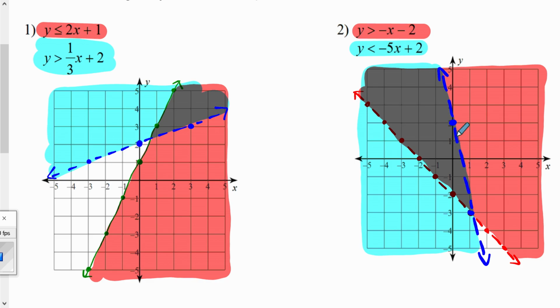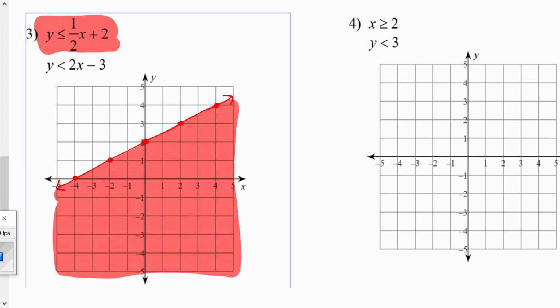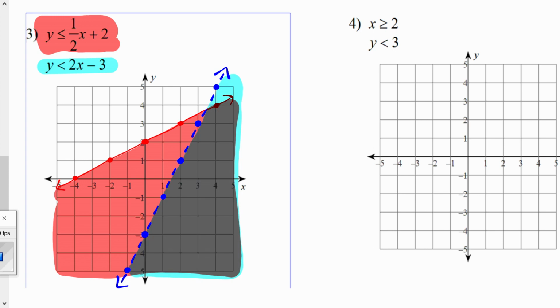Also, please take a look at both of these lines are dashed, so no solution can be on these lines. Okay, if they were solid, we could count it on the lines, but since they're dashed, it means like, hey, off limits. So it's just the shaded area right up to them. Let's go do the last two. Pretty easy to see. Last one, we'll do the horizontal and vertical lines.